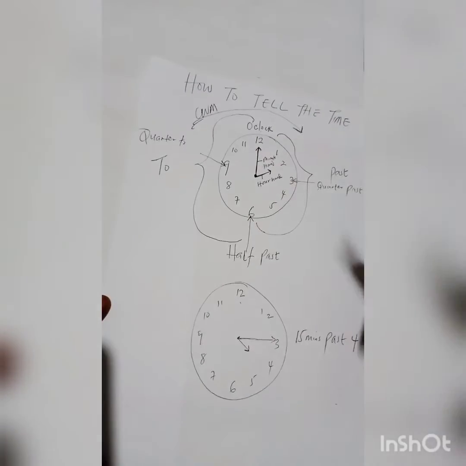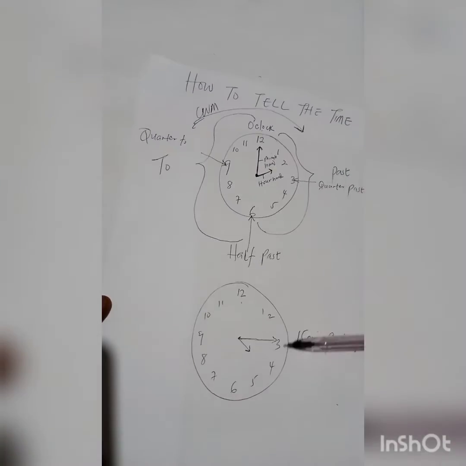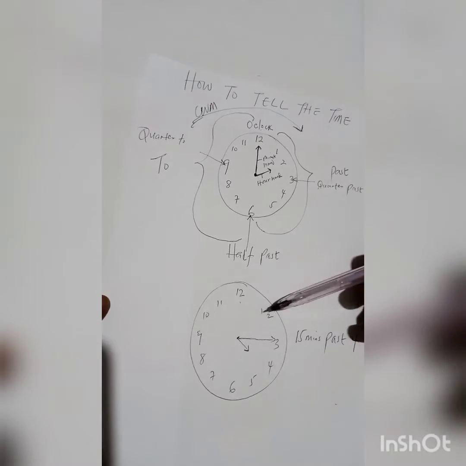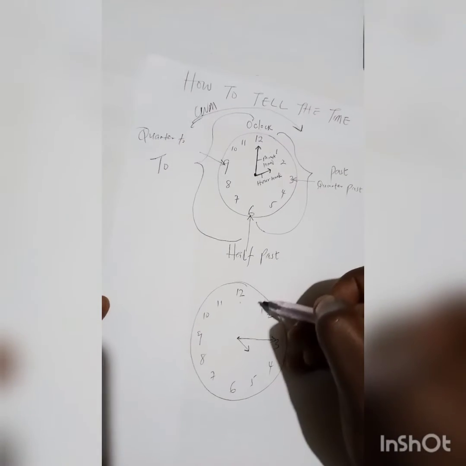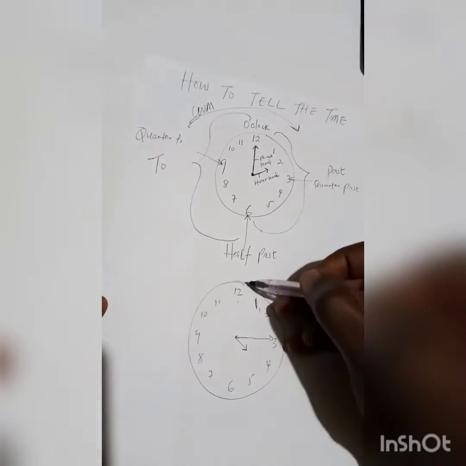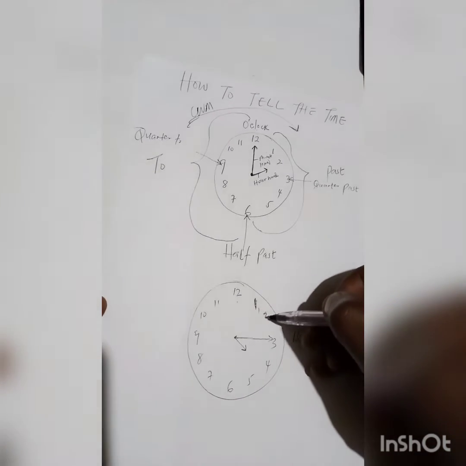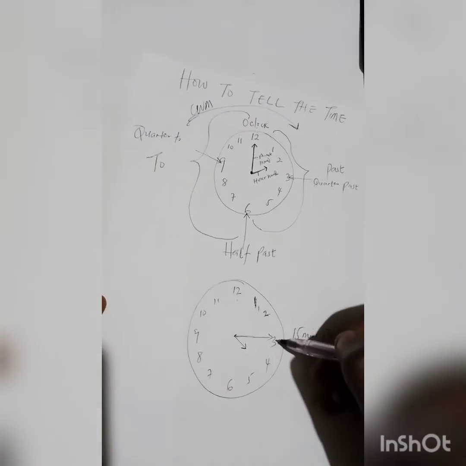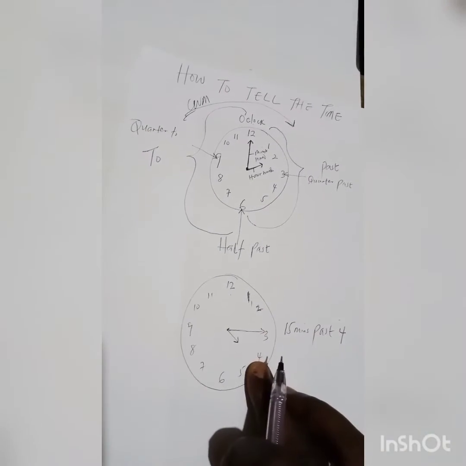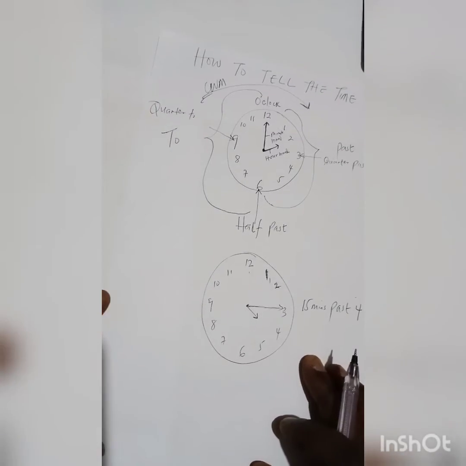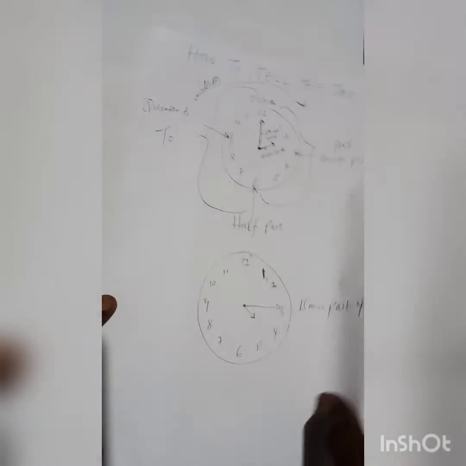Clockwise movement is very important. So understanding that clockwise movement and applying it here, you discover that it's 15 minutes. From 12 to 1 is 5 minutes. From 1 to 2 is 10 minutes. From 2 to 3 is 15 minutes. So it's 15 minutes past 4. And that's how it works.